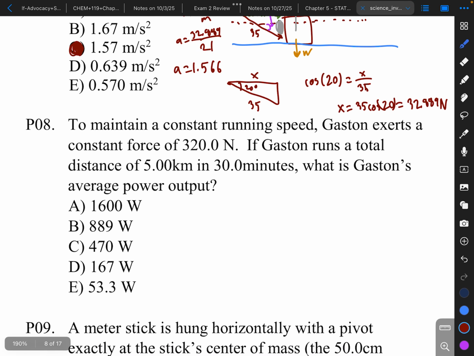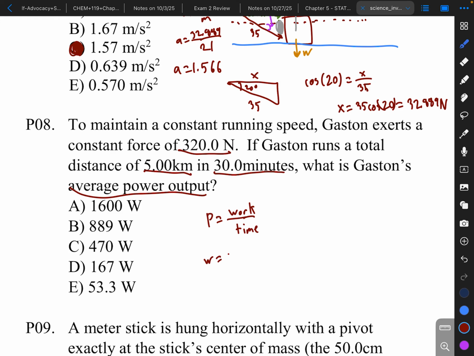For number 8, we want to find the average power output for Gaston. If he exerts a force of 320 newtons across 5 kilometers in 30 minutes, how would you calculate his power output? This just involves two formulas. Power equals the work divided by time.